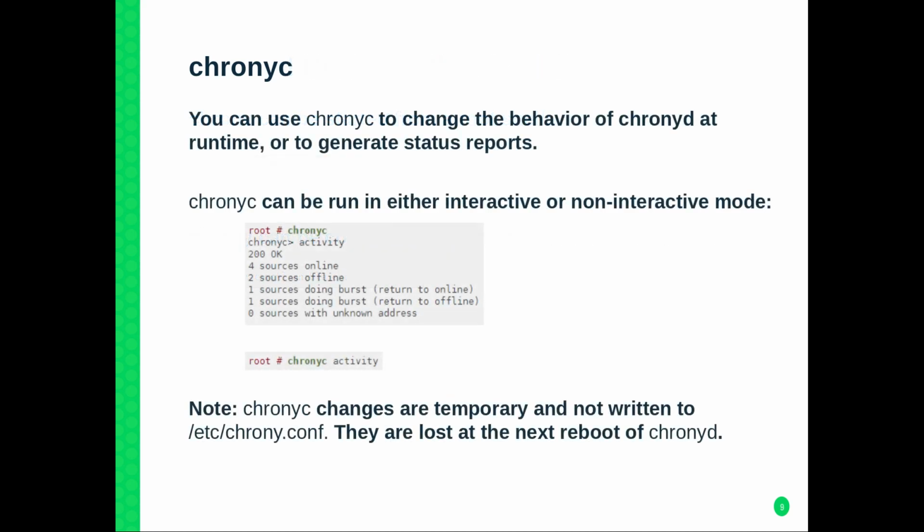Now, once you have the service configured, and that's fairly simple to do, you can use chronyc to change the behavior of chronyd at runtime or to generate status reports. So chronyc can be run either in an interactive or non-interactive mode. For interactive, you just type chronyc and hit enter, and then you give it the subcommand you'd like, activity or transactions, so we can see what's going on. Now chronyc changes are temporary and are not written to the configuration file, and so they're lost the next time you reboot or restart the chronyd daemon.